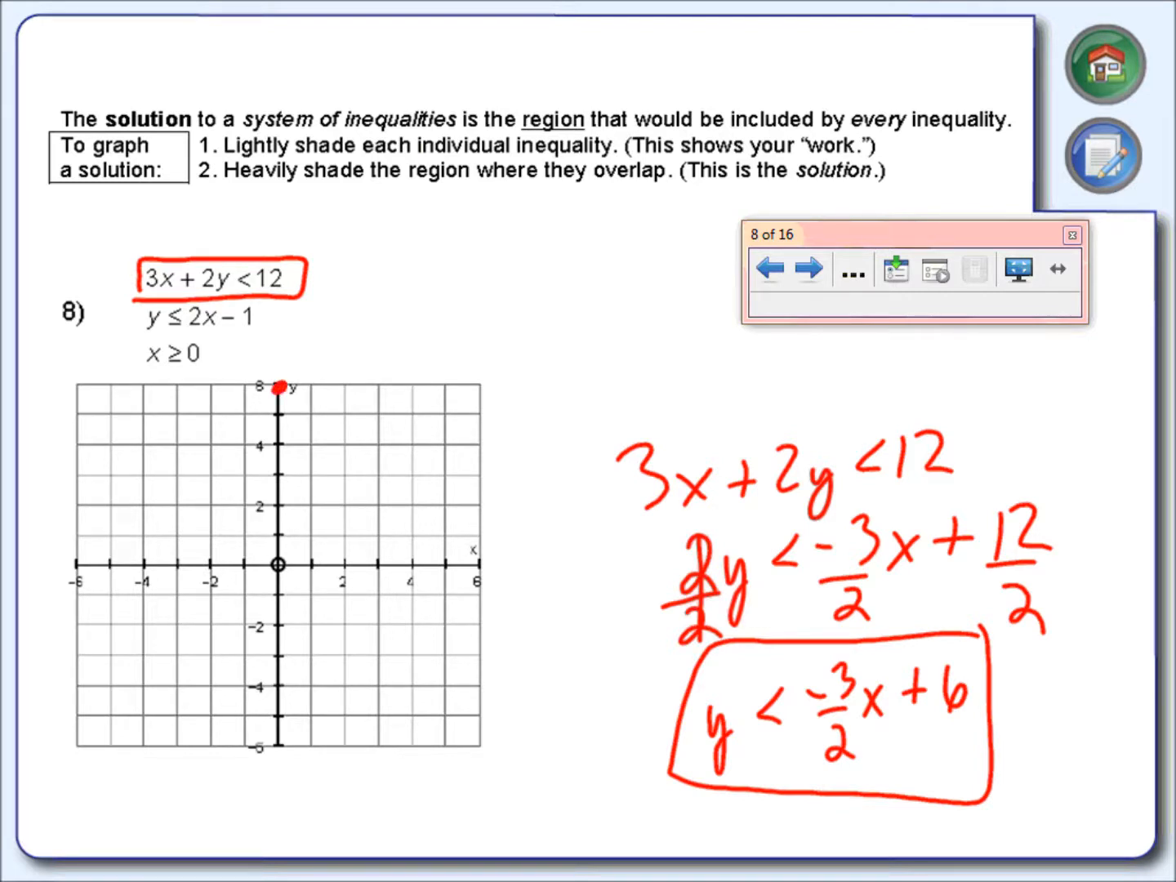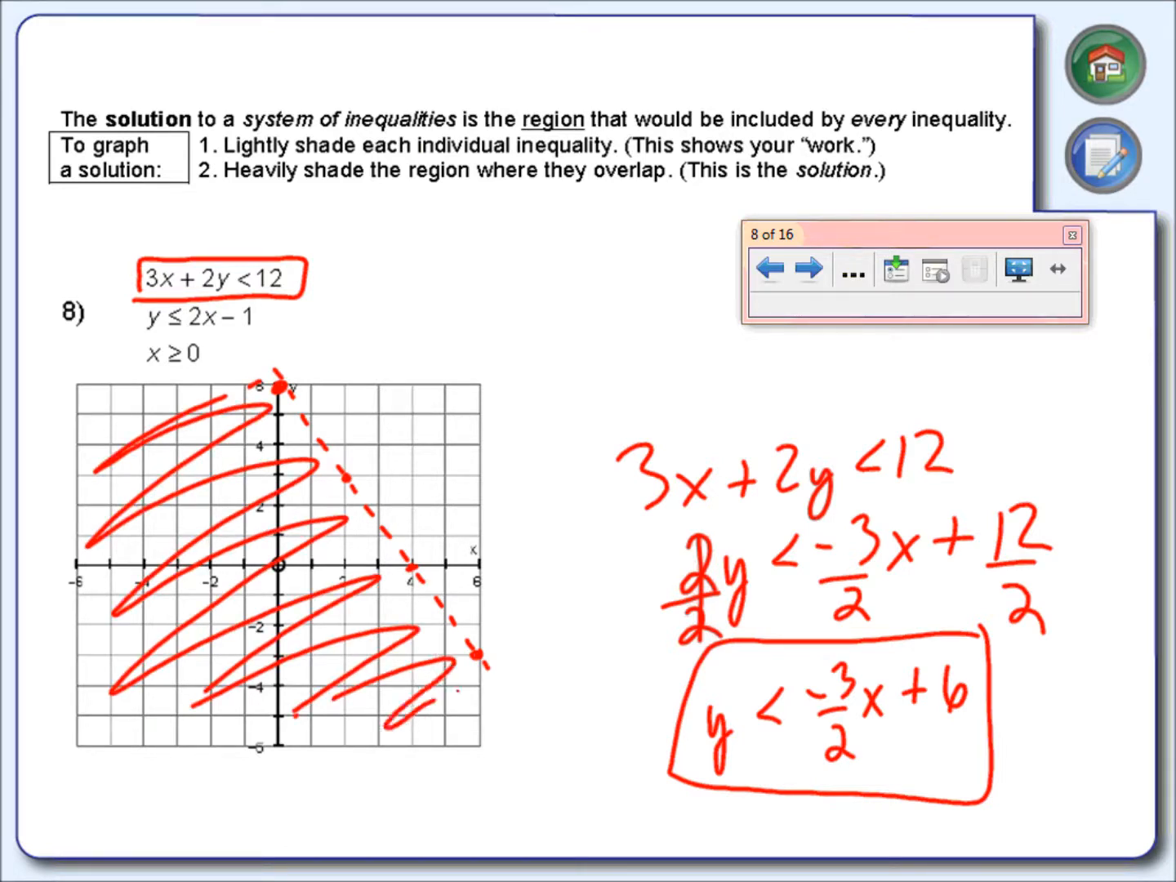Positive 6, way up here, is our starting point. That's our y-intercept. Negative 3 over 2. Going to go down 3, 2 to the right, down 3, 2 to the right, down 3, 2 to the right. Now notice this inequality does not have an equal on it, so we're going to use a dotted line. It says less than, which means we're going to shade to the bottom. Very lightly shade to the bottom. Very light. And that takes care of the first inequality.